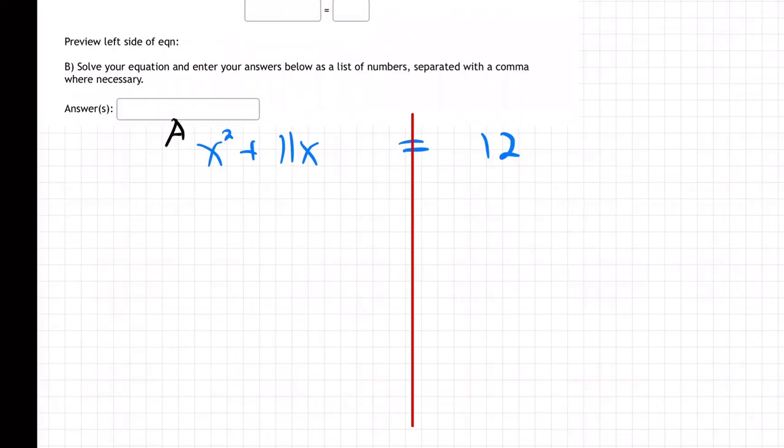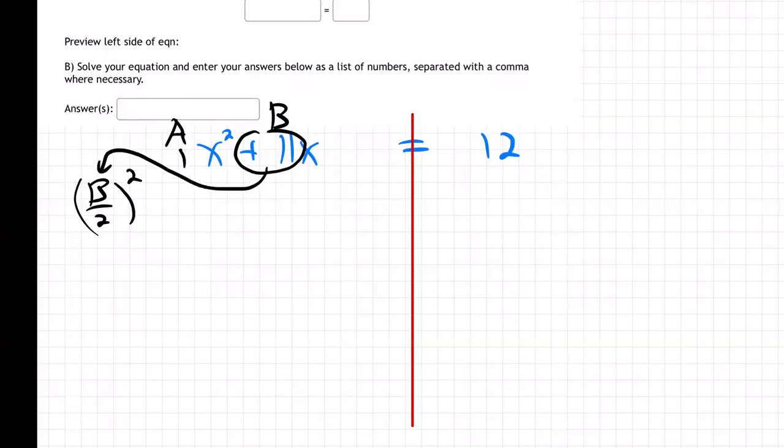Remember, this is like A, which is 1, and B, right? You know, the ABC stuff. So what we do is we grab the B, we take it over on the side, and we plug it in. We take B over 2 quantity squared. That produces the magic number. It's the magic formula for completing the square. And so that'll be 11 over 2 squared.